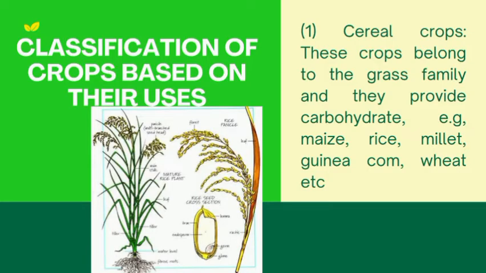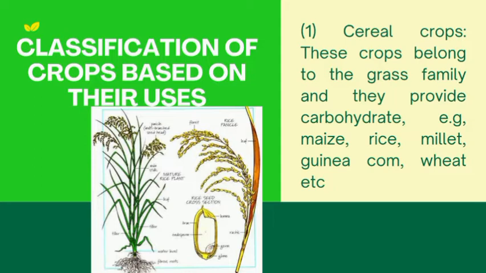Classification of crops based on their uses. Number one, cereal crops. These crops belong to the grass family and they provide carbohydrates, e.g., maize, rice, millet, guinea corn, and wheat. So these cereal crops are the crops that, when they are consumed by man, even animals, supply carbohydrate to the body.